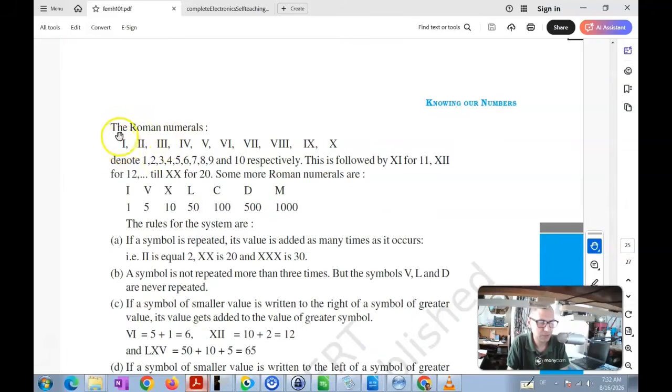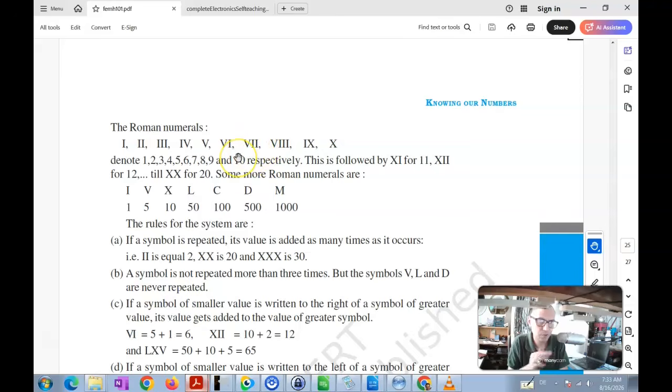Now this is about the Roman numerals. This is the 1, 2, 3. You can see that a 1 is just an I, a 2 would be a 1 plus a 1, a 3 would be a 1 plus a 1 plus a 1, a 5 would be this V, a 4 would be a 5 minus a 1, a 6 would be a 5 plus a 1. You see, when the I is written on the right hand side, it's being added. When the I is written on the left hand side, it's being subtracted from the 5.